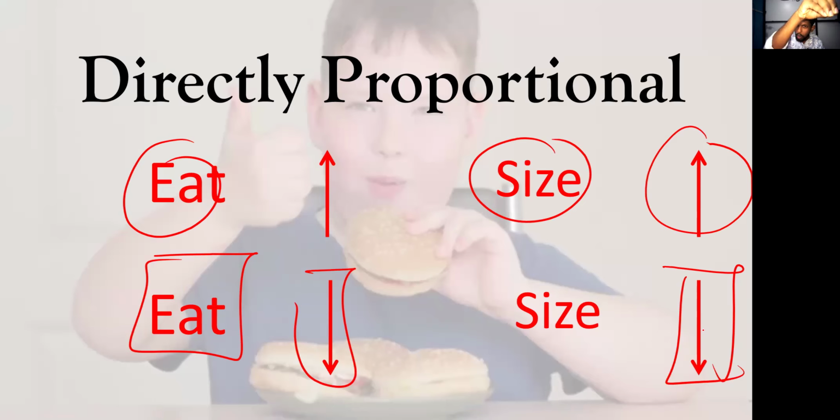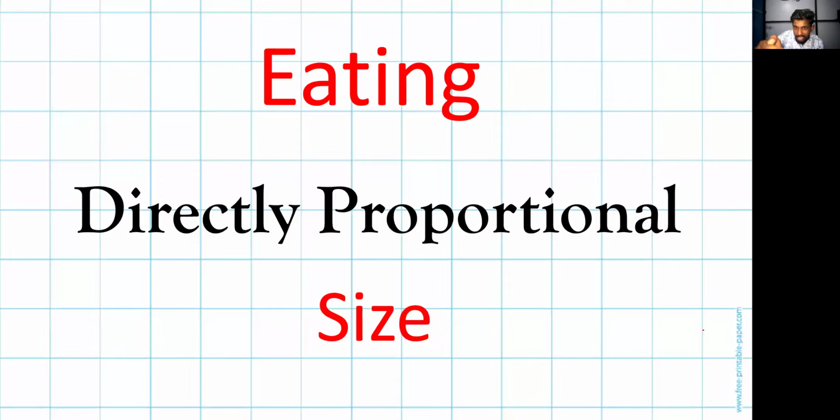If you are eating more, the size of the body also will be more. If you are eating less, the size of the body also will be less. So this is called directly proportional. Eating is directly proportional to the size. Did you get the idea? What is the meaning of directly proportional?